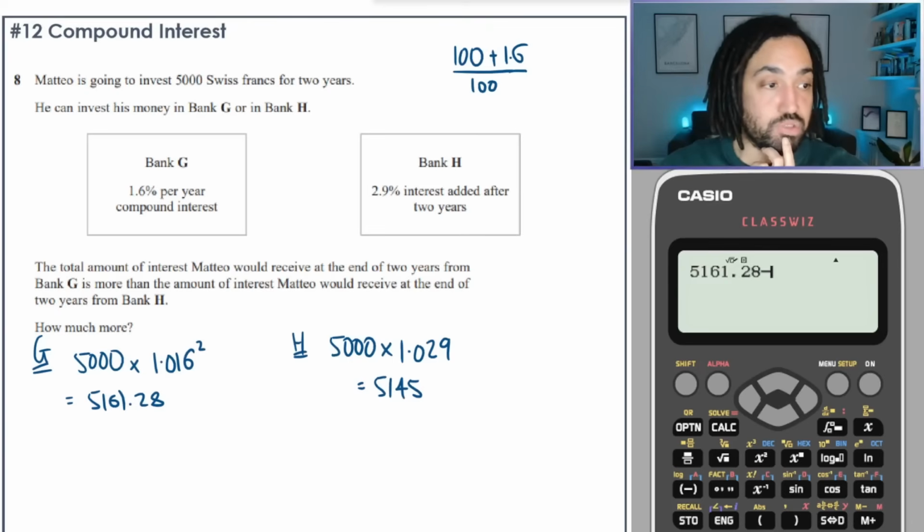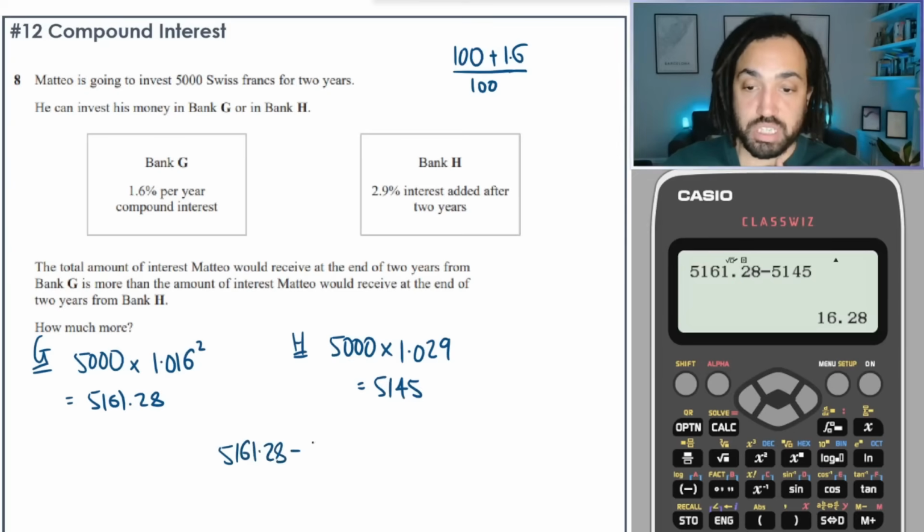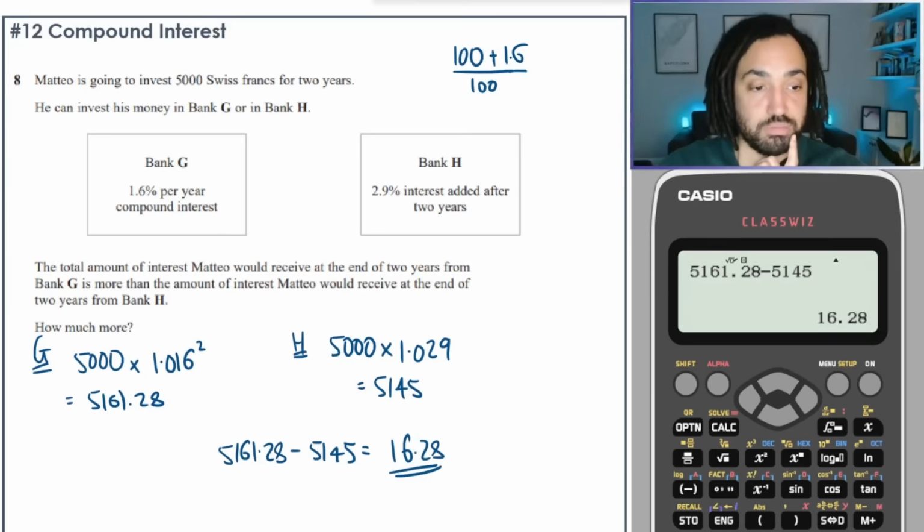Okay, so what we need to do is just find the difference between the two. So if I just subtract this from this, that is the difference. So that's how much extra interest Matteo will receive. I'll just show my working, just so the examiner knows what's what. And that's my final answer.